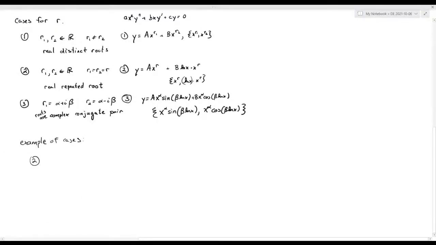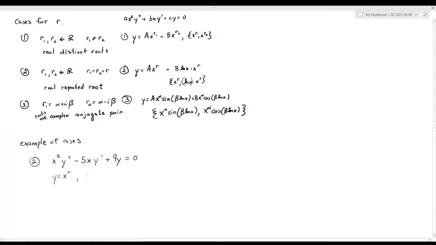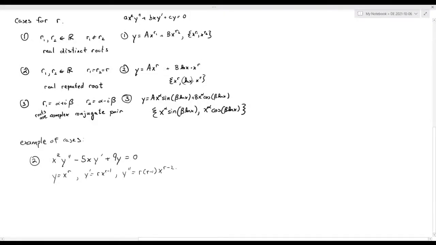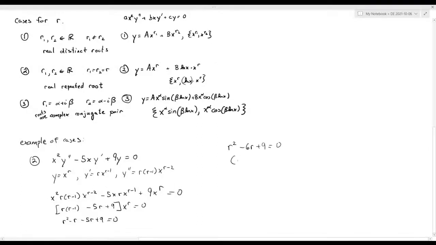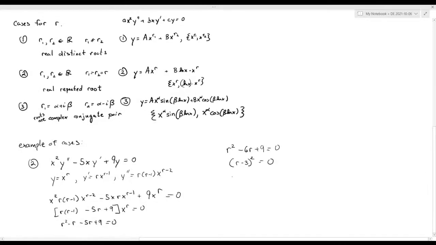So next we're going to look at an example of the second case, a repeated root. We assume a solution of that form, differentiate twice, and substitute. Since x is positive, this polynomial has to be 0. Our quadratic is factorable, it's a perfect square. So we see that r equals 3 is the only root, with multiplicity 2.